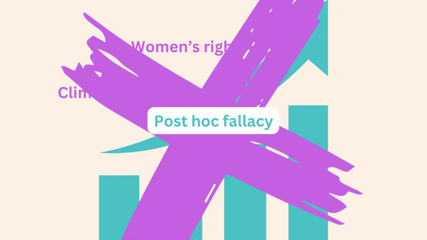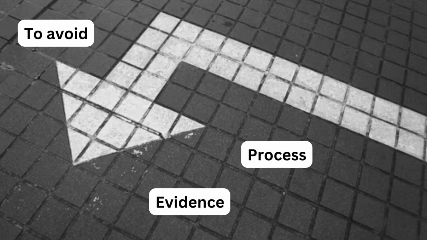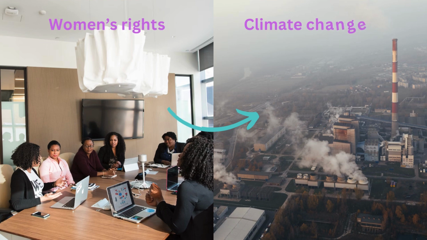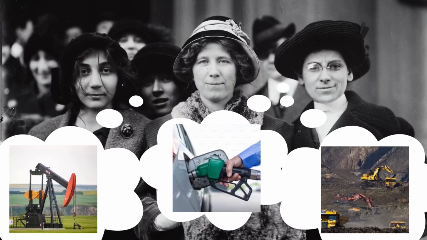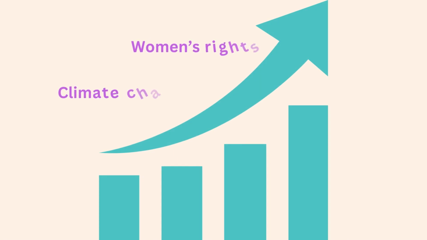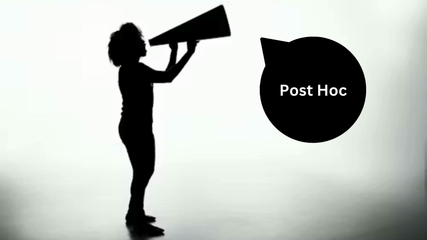To avoid this type of logical error, be sure you support each step of your causal web with evidence and a detailed analysis of process. If I could find evidence that suggested that advocating for women's rights caused massive amounts of greenhouse gas emissions, and if I could explain the process by which women consumed vast quantities of fossil fuels to drive their independence movement, well, then I might have a solid argument. Without that evidence, though, I have nothing but a post hoc fallacy.